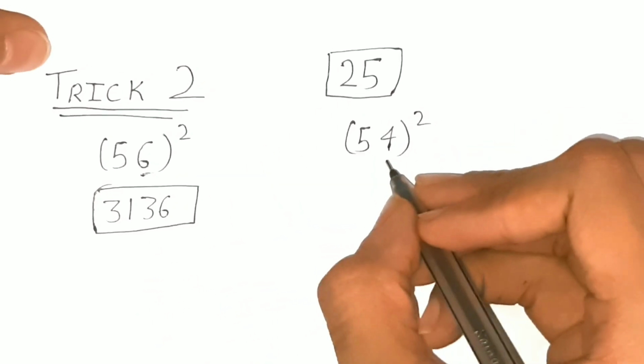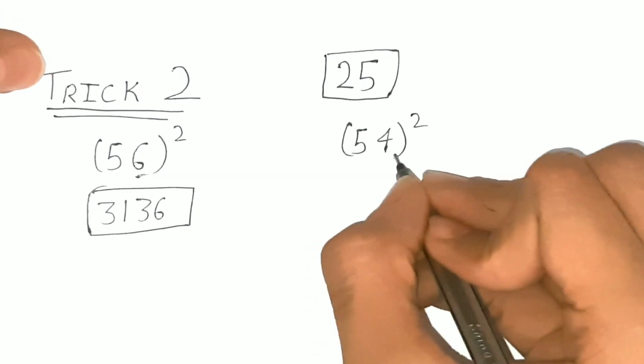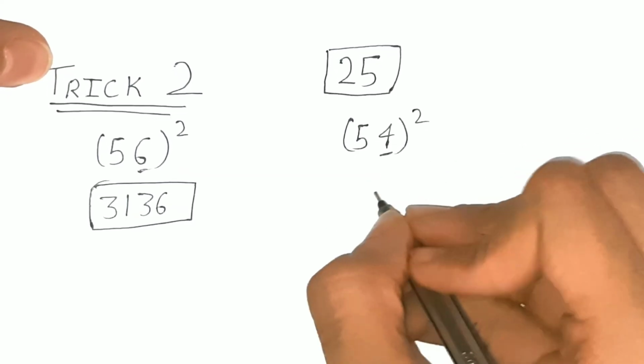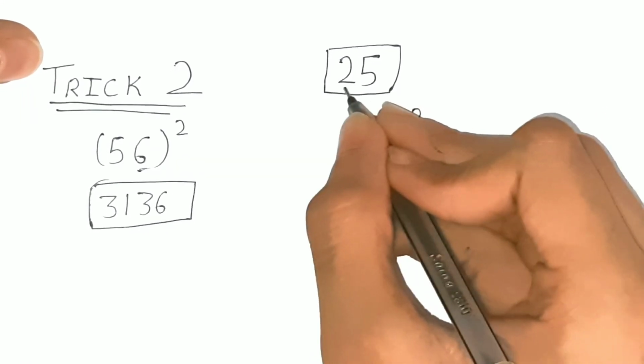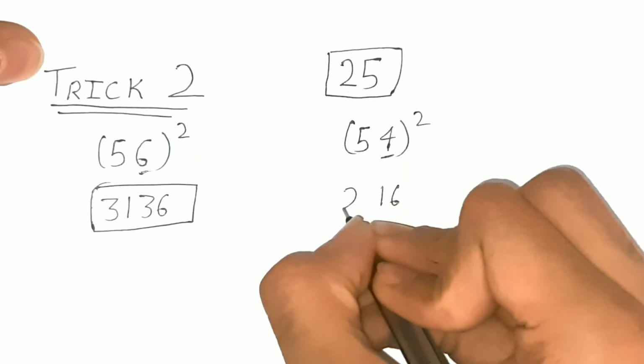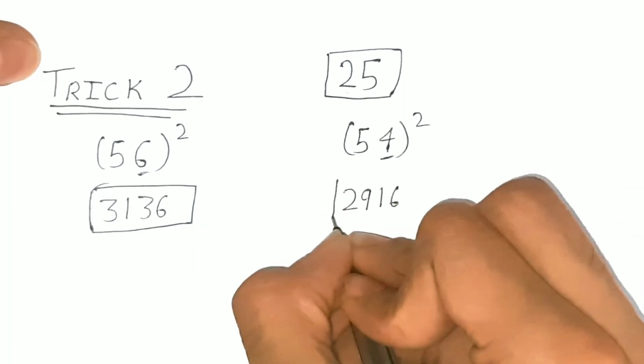So let's try 54. As it is 4 units bigger, we'll write the square of 4, that is 16, and we'll add 4 to 25, that is 29. So here is our answer, 2916.